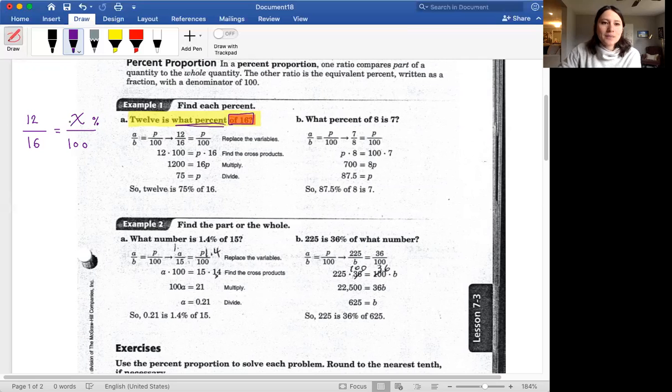So now I'm missing this percentage. I can cross multiply and use this strategy like we've done before. 12 times 100 is 1200 equals 16 times x, so it's 16x, and then divide both sides by 16.